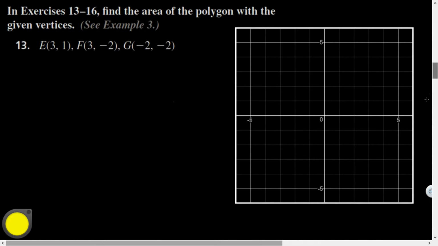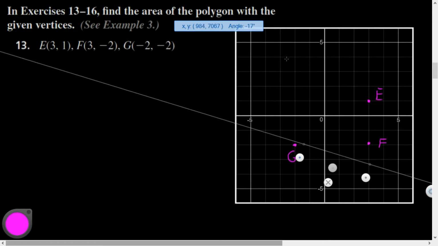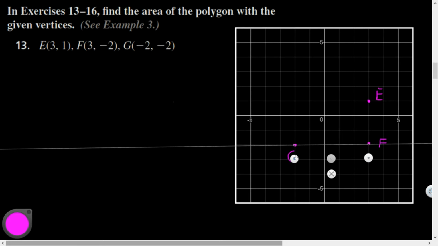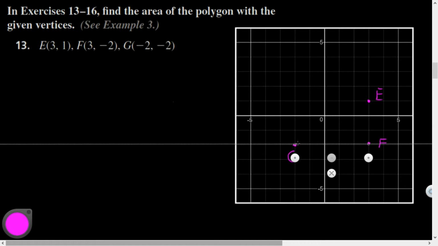All right, and then we had area problems as well. I'll plot this one in purple. Over 3 up 1, there is E. F is at over 3 down 2. And G is at negative 2, negative 2. Oh wow, this is perfect. Let's see, and I'll draw my nice straight edge lines. Look at this. This is, oh man, that does not look straight. There we go.